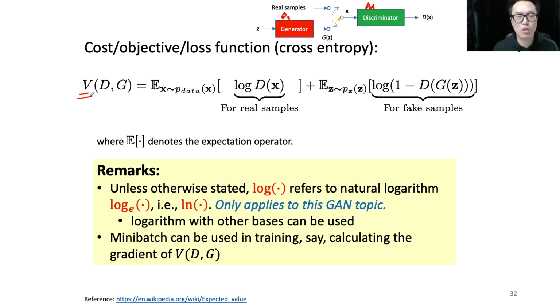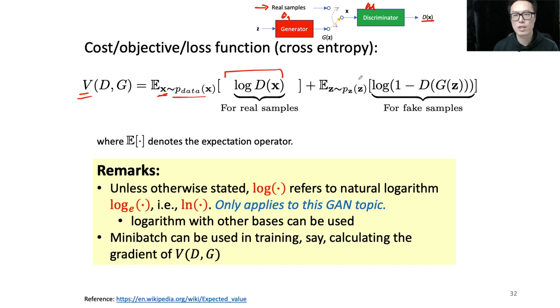That is what we are going to optimize, which consists of two parts. The first part is for the real samples. We draw X from the distribution of the real data, and then compute the cross entropy, so log D(x). This D(x) is what we collect when we feed a real sample X into the discriminator.